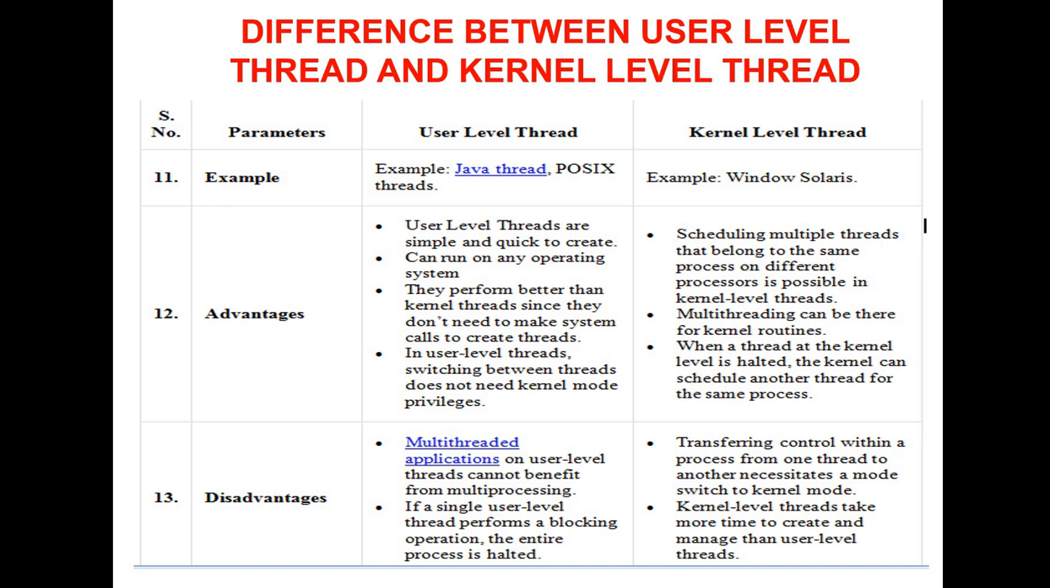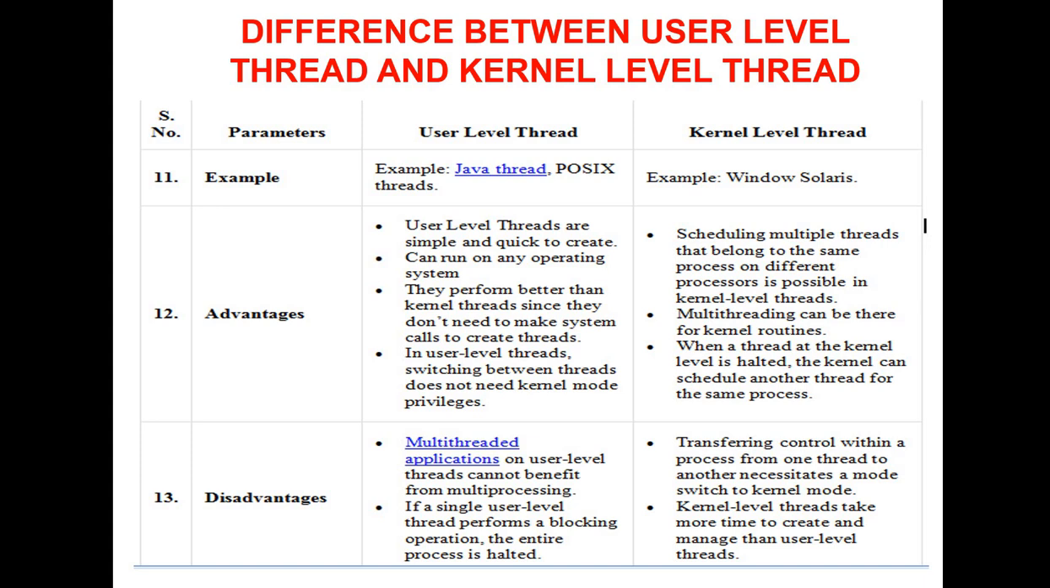Then the advantages of user level threads are that they are very simple and quick to create. They can run on any operating system. They are better than kernel level threads in that the switching between threads does not need kernel mode privileges. The advantages of kernel level threads are that scheduling multiple threads that belong to the same process on different processors is possible. Multi-threading can be there for kernel routines. When a thread at the kernel level is blocked, the kernel can schedule another thread for the same process.